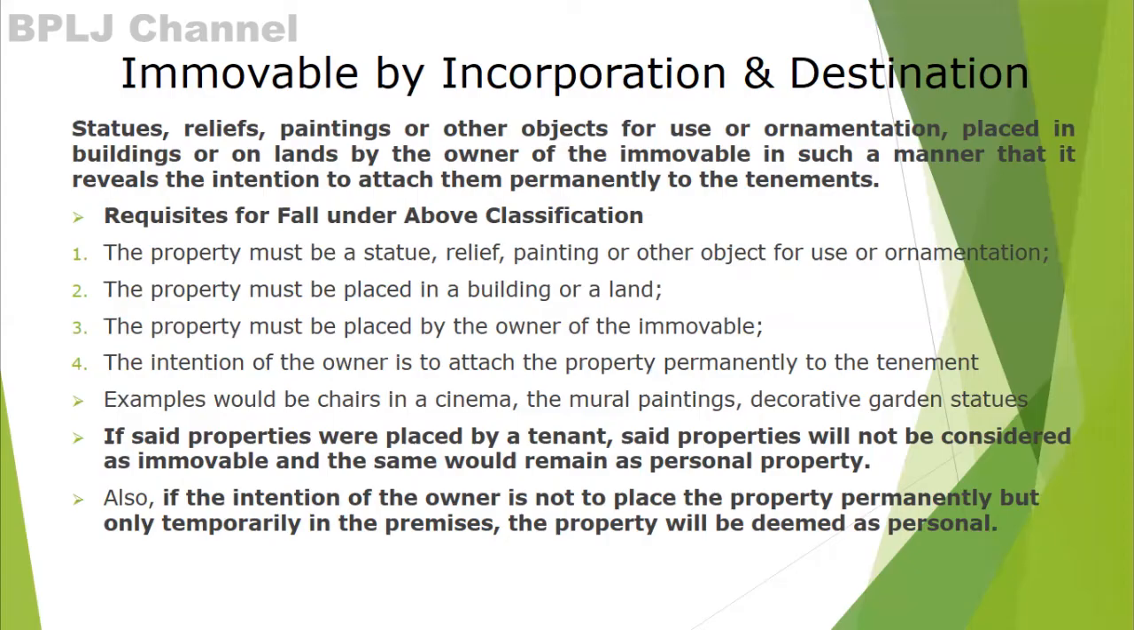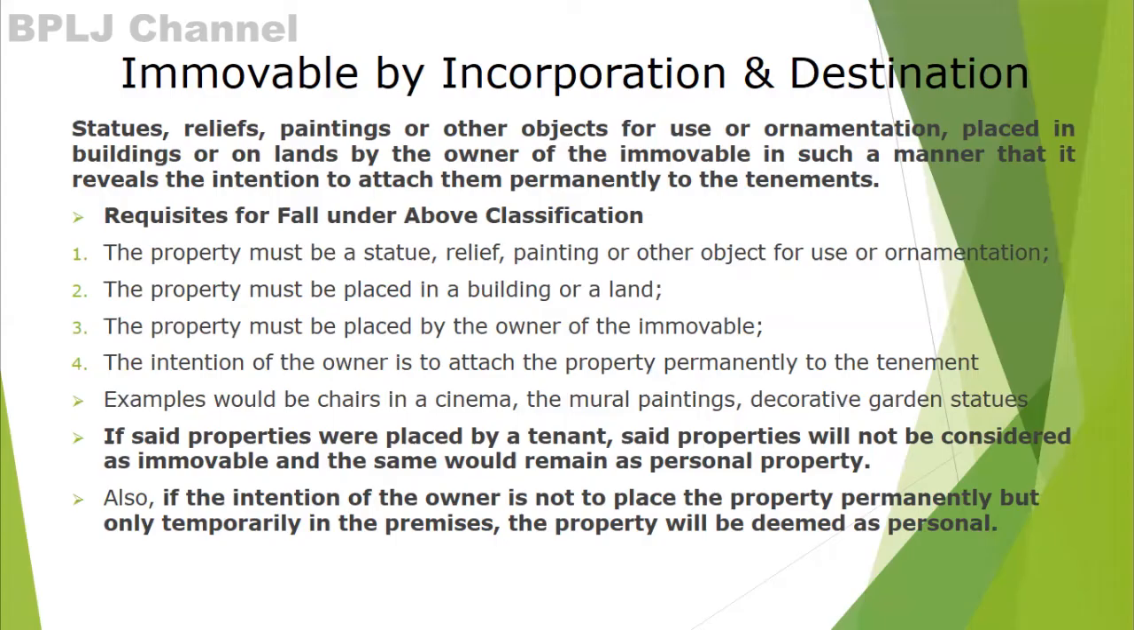the mural paintings, and decorative garden statues. If the said properties were placed by a person who only has a temporary right on the building or the land, said properties will not be considered as an immovable and the same would remain as personal property. Okay? And also, even if it is placed by the owner, if his intention is not to place them permanently, but only temporarily on the premises, then the property will be considered as personal property.